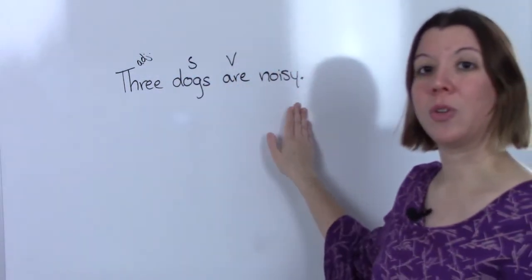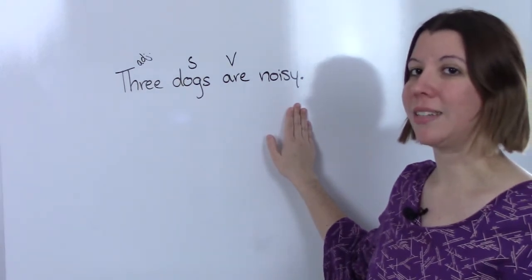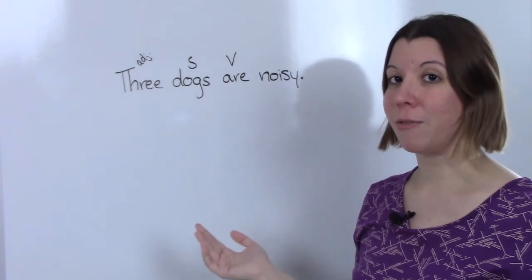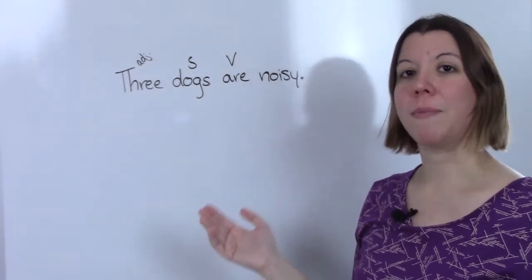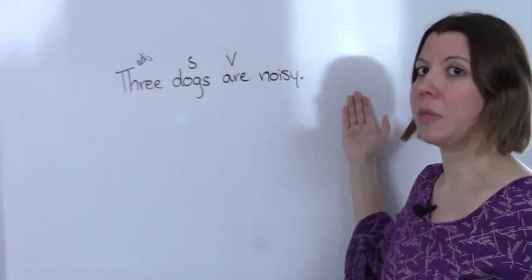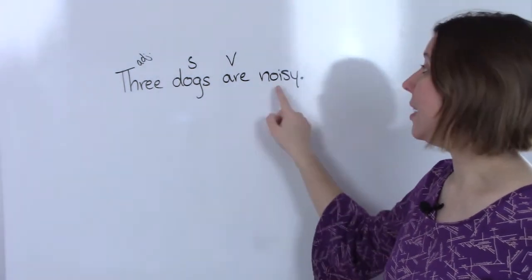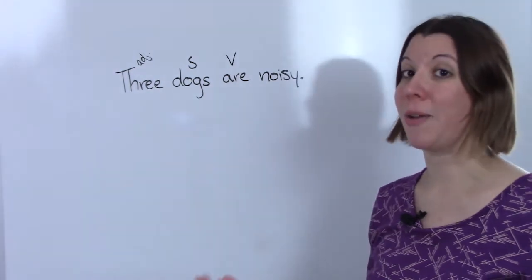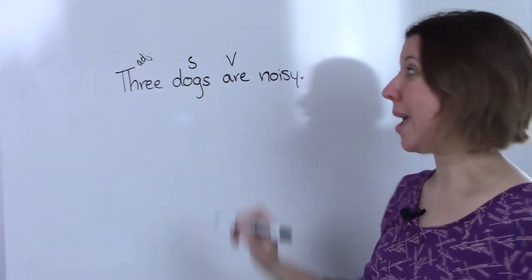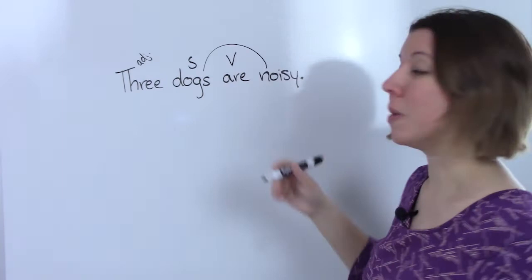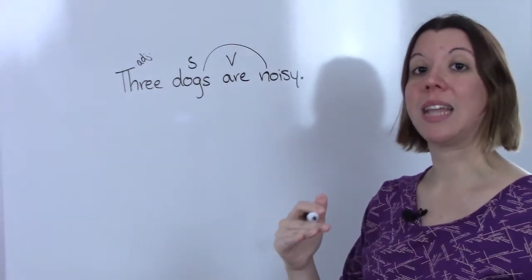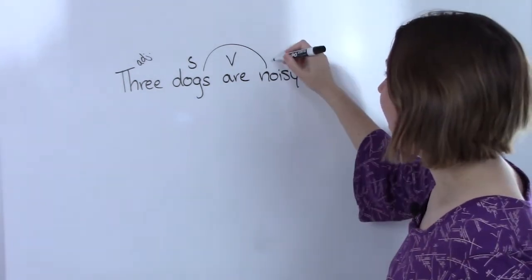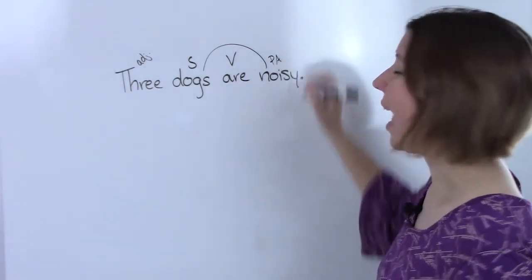Now I look at the word noisy. It's the last word in my sentence. I'm asking myself, what is its part of speech? It's an adjective. What does it do? Does it modify the word that comes next? Well, there is no word that comes next. Does this adjective modify the subject? Am I really talking about noisy dogs? Yes, I am. So I connect it back to remind myself this connects to the subject, but it's not going to be on a modifier line. And I label it PA.